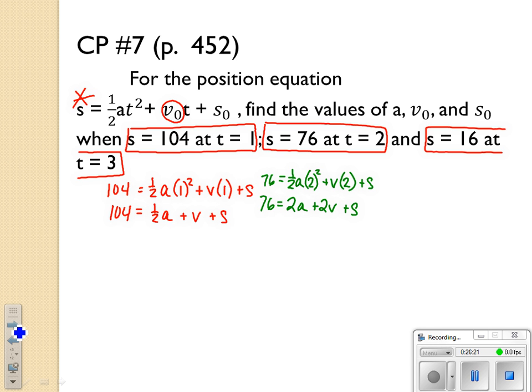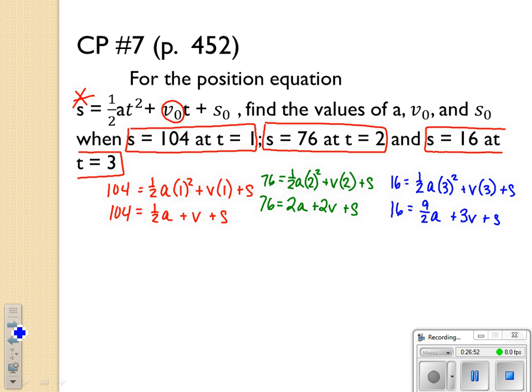Height of 16. We have 1/2 a times our time, this time is 3 squared, plus v times 3, plus s. Simplify. We're going to have 9 times 1/2, or 9/2 a. And there's our third equation. So it's a 3-variable system.